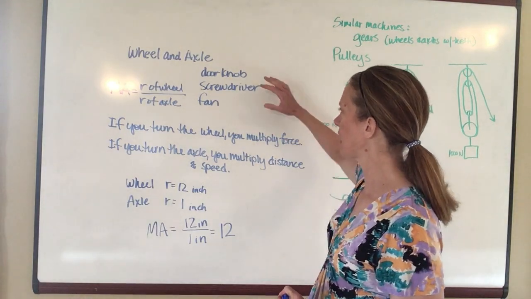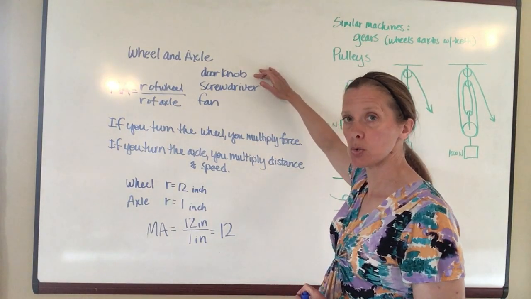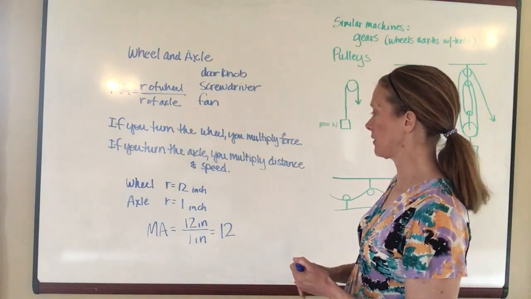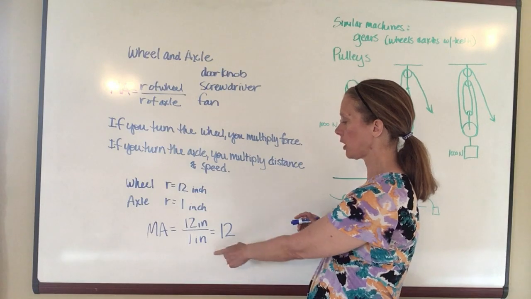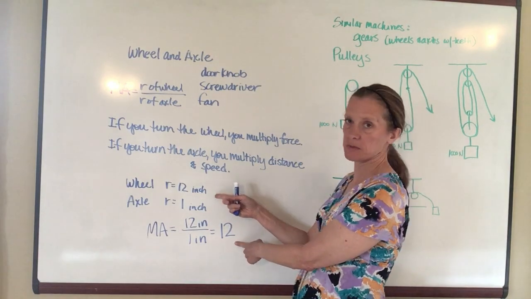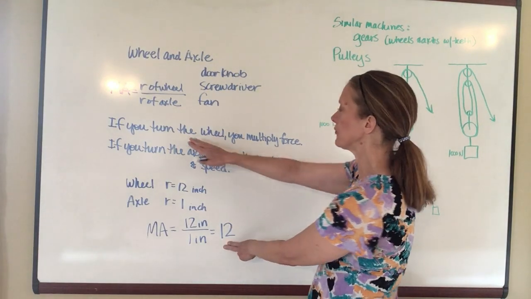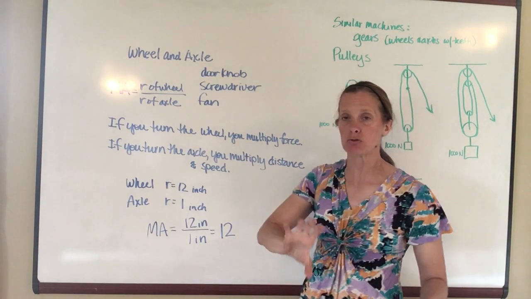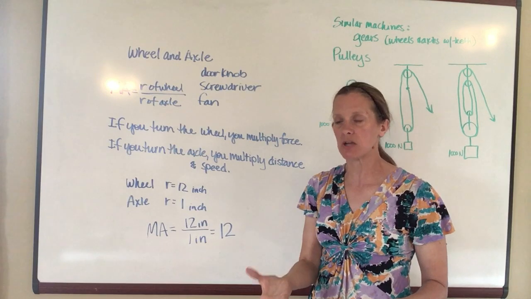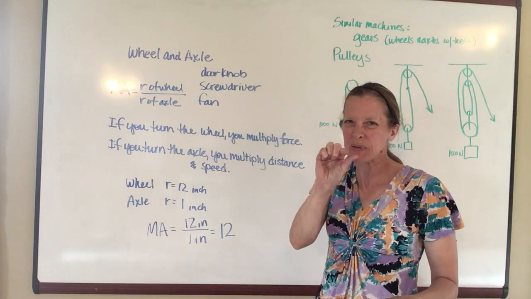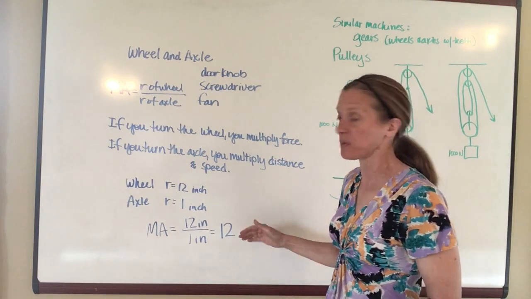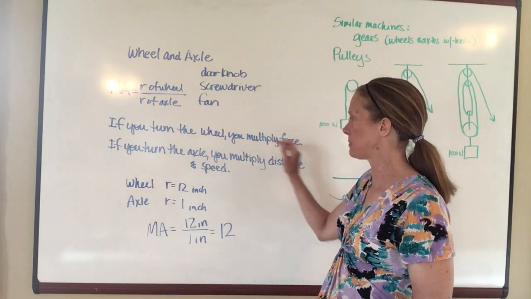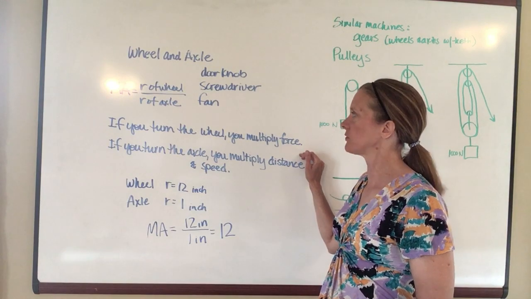Let's say I'm talking about a doorknob where I'm actually turning the wheel portion of the wheel and axle. You're not going to have a doorknob that's 12 inches big, but if you turn the wheel, you're going to multiply force. So it's much easier to turn the wheel on the doorknob to get the door open, because I don't want to turn that itty bitty piece in the middle to try to get the door open. That would be very difficult. So turning the wheel makes it much easier for me to multiply the force and get the door open.